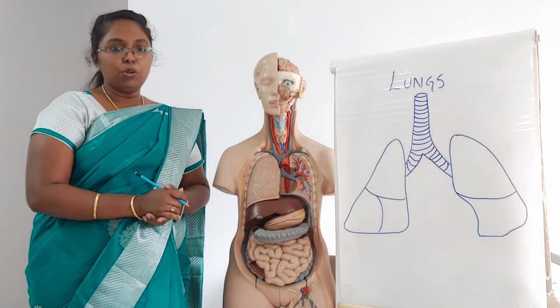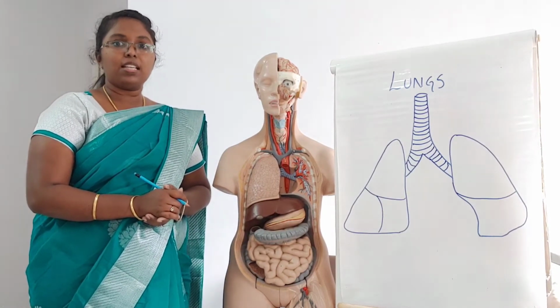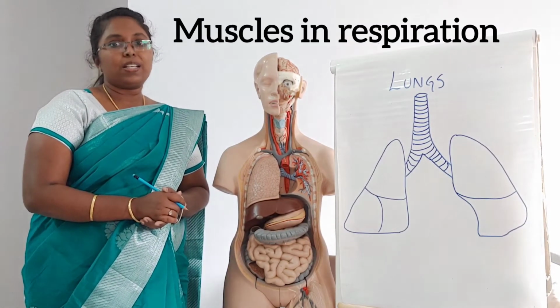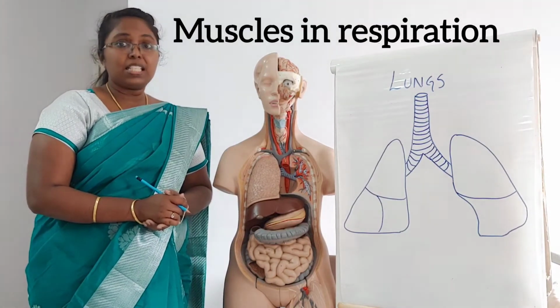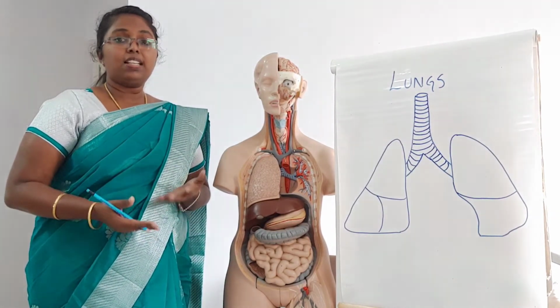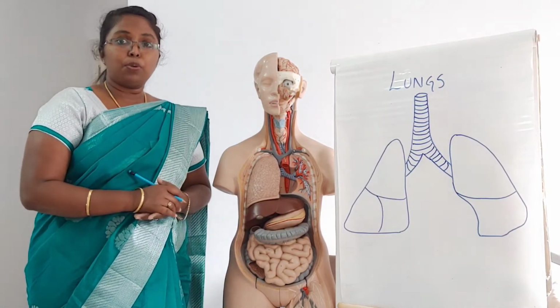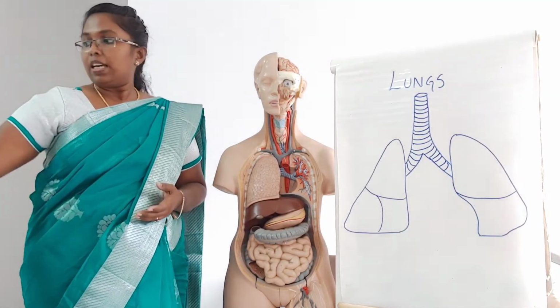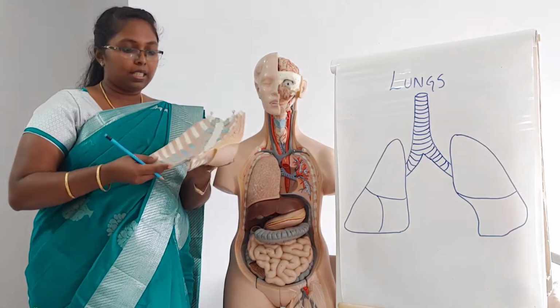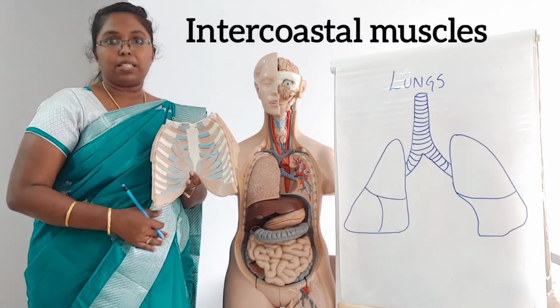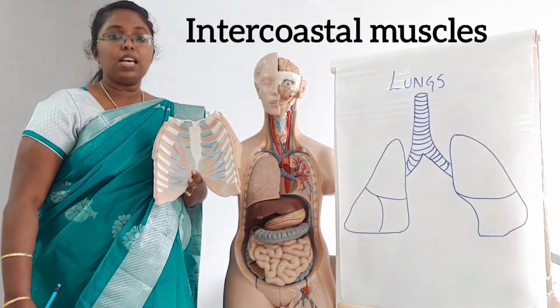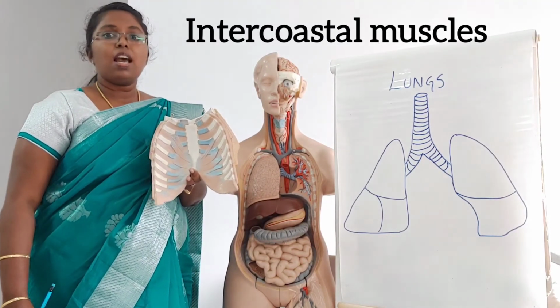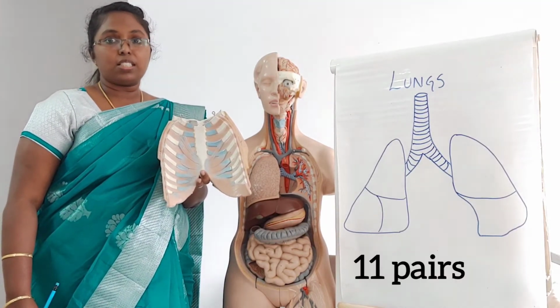Next, we'll move to the last portion of today's class, the muscles in the respiratory system. The muscles which help in respiration, taking in air and putting out carbon dioxide. Among these muscles, the first muscle involved is the intercostal muscles. There are 11 pairs of intercostal muscles.